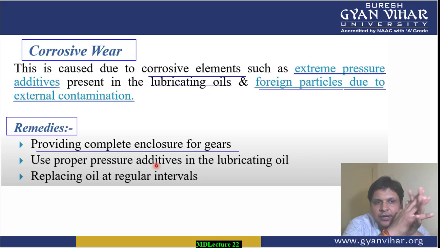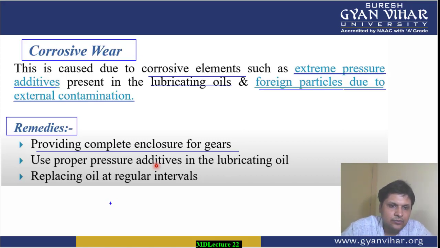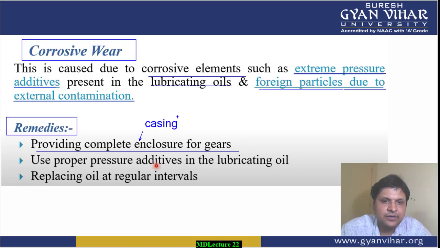Always, students, in order to prevent this corrosion, you will have to protect the gear from the corrosive atmosphere. And how can you prevent it? You can provide an enclosure to the gears. If these are the two gears which you are using for power transmission, always enclose them in this way. So the first remedy is a proper, complete enclosure of the gears. You should provide a casing covering the gears.